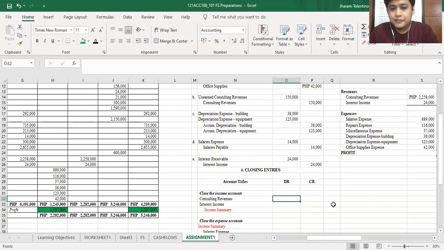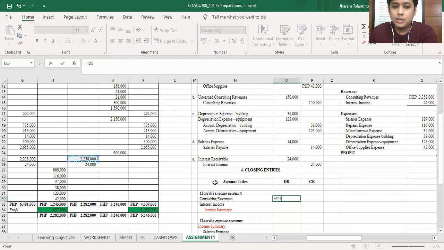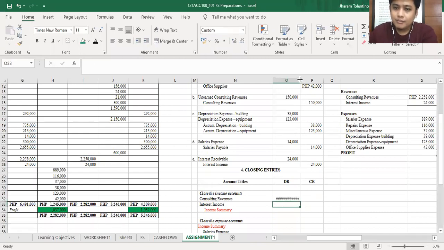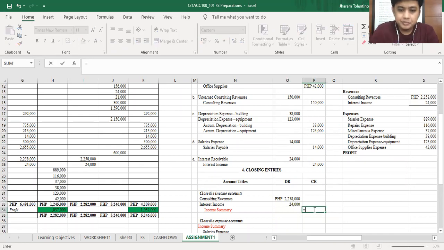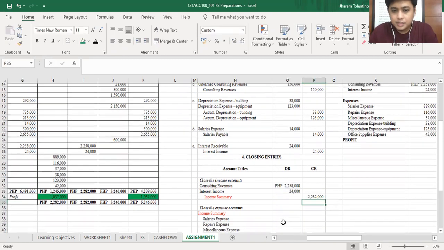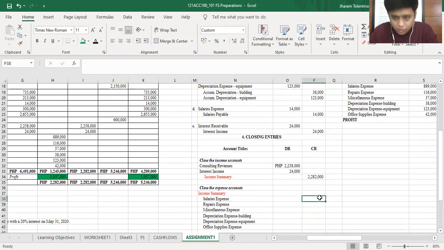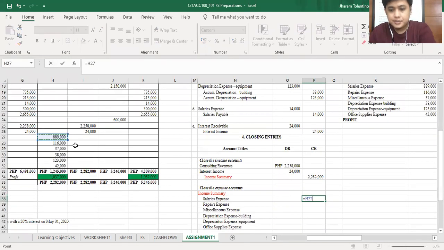So, if the consulting revenue is i-credit balance para mo siya i-close, debit. So, we have debit to consulting revenue, 2,258,000. Then, debit to interest income of 34,000. Yan. Credit to income summary. Ganun lang. Well, actually, yun lang din yung na-compute mo doon. Ilalagay lang natin sa proper accounts. And then, debit to income summary and credit all of the expenses.